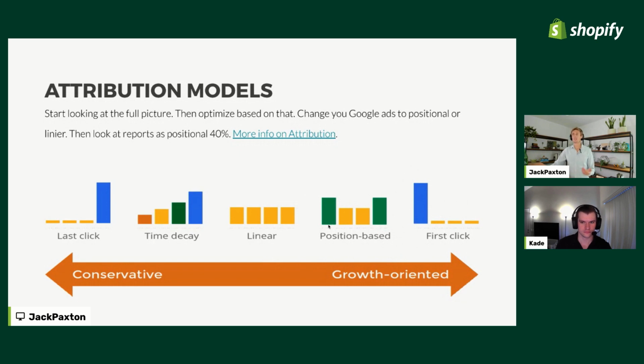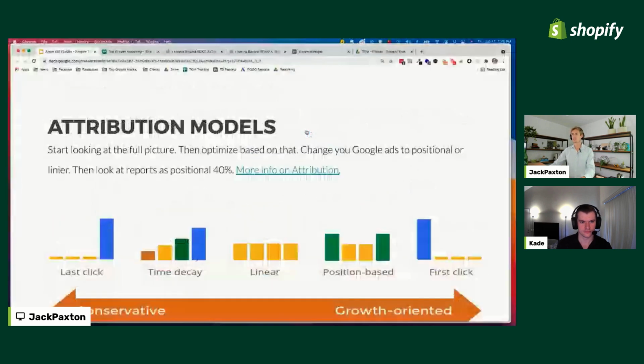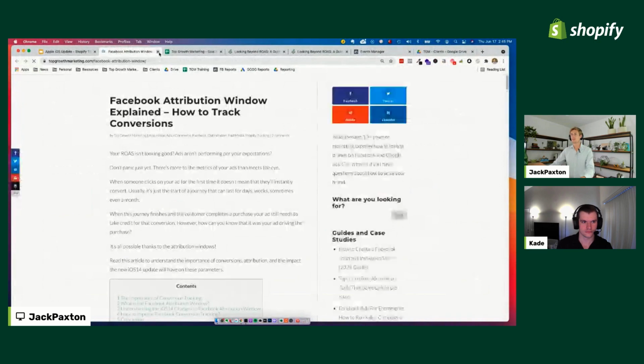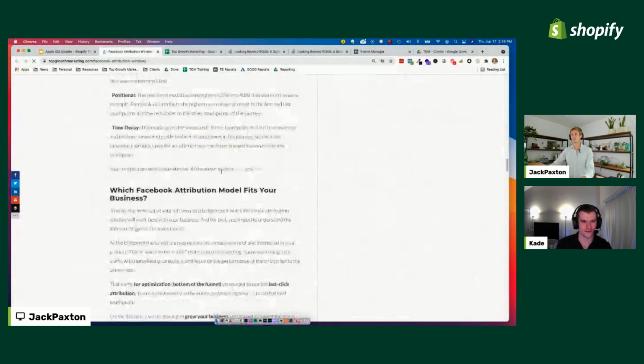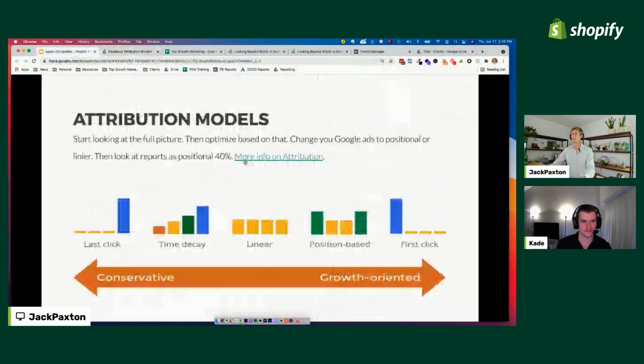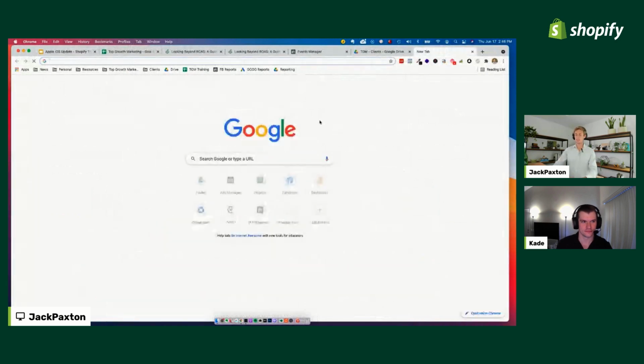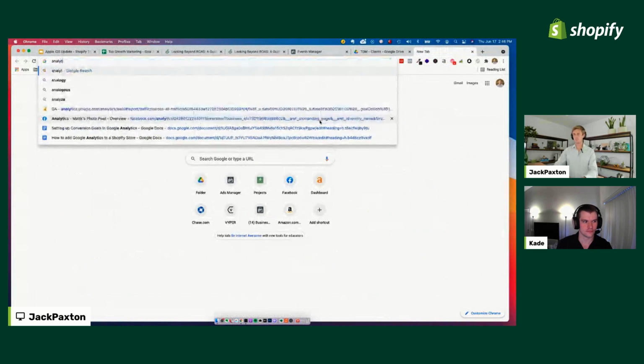Now you can do this in Google Analytics, and I'll show you how to do it quickly. And you can take a look at what your traffic sources look like for the different attribution models. So I wonder what this link goes to. Okay, so this is a post that goes over more attribution stuff. So definitely read that. But we actually want to go to analytics.